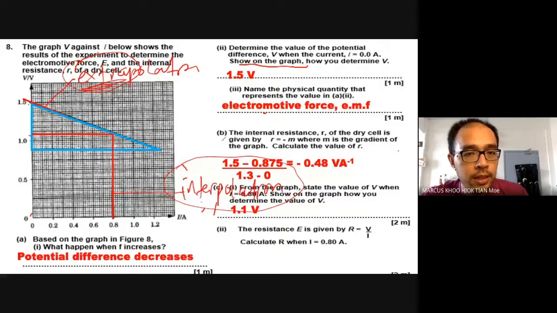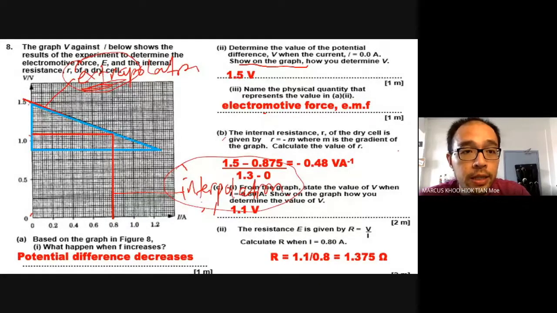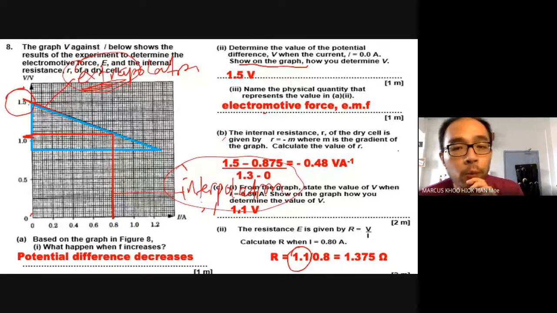C2, the resistance R is given by R, yada yada. Calculate the value of R when I equals 0.8. Since I'm done with W, Adam, you are next. 1.375. Okay, 1.375 ohms. This is a simple calculation lah. You already got the value 1.1 from C1, and then you just divide by 0.8. Whatever value you got over here, that is the value you use. Just make sure that it is correct. If you got 1.5 over here, definitely that's wrong lah. 1.1, 1.15, 1.12, maybe I can accept.